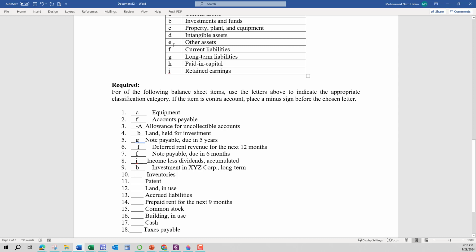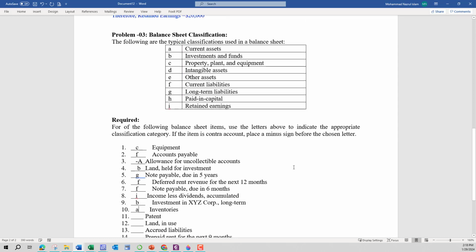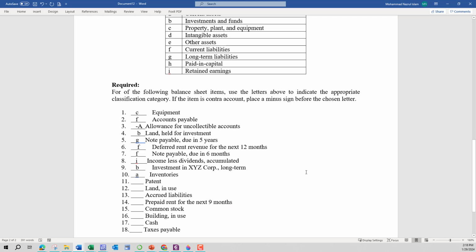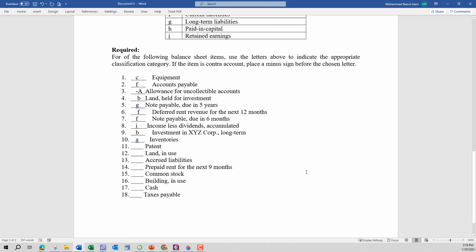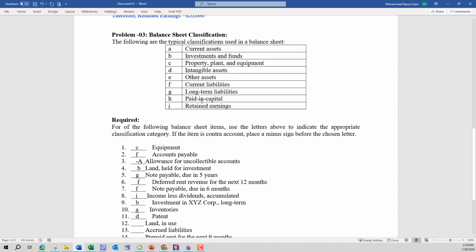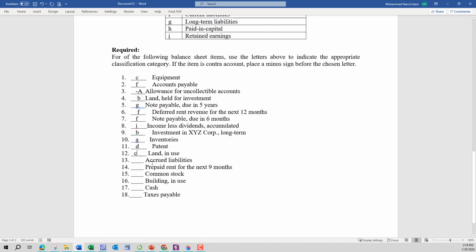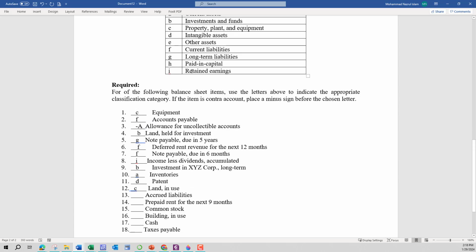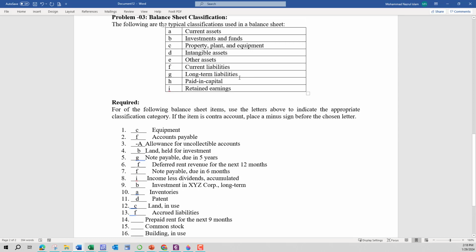Inventories are current assets, so it should be A. Then patent: the patent is an intangible asset, D. Land is property, plant, and equipment, C. Accrued liabilities is a current liability, so F. And prepaid rent is a current asset, A.